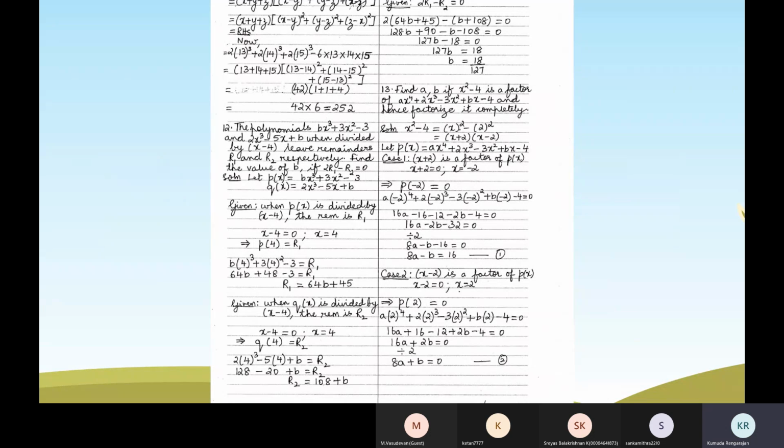Question number 13, children. Please work the answer. The steps are there. If you don't understand something, you can ask me. You need to first factorize x square minus 4.